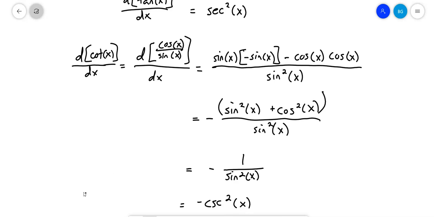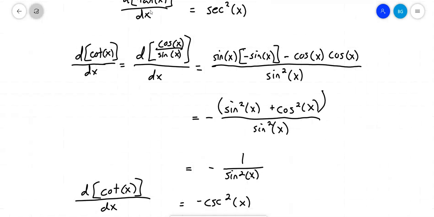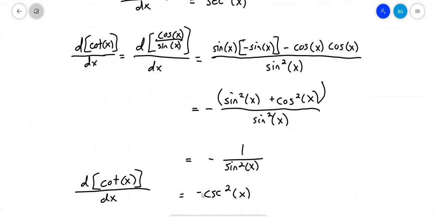So the derivative of cotangent is negative cosecant squared, rather. So it is just the reciprocal of tangent with the added negative there.